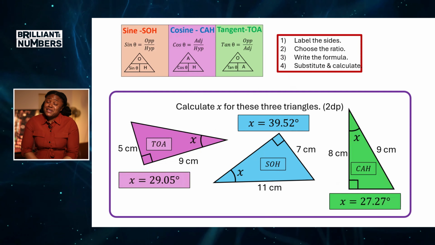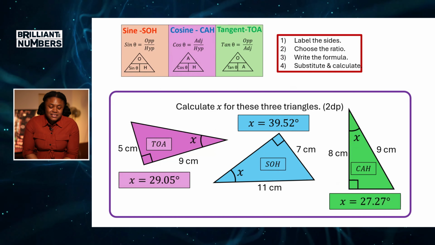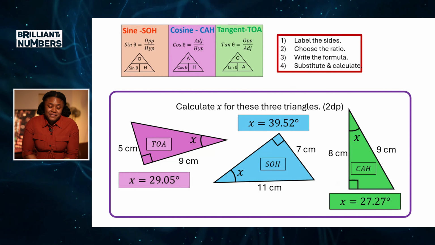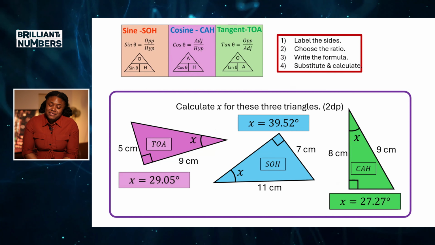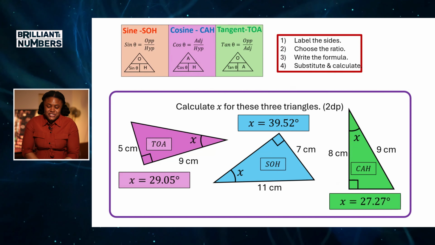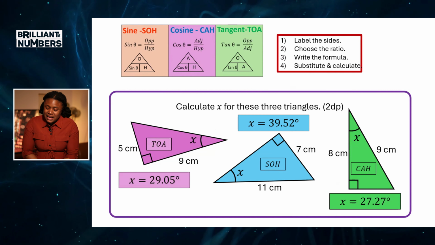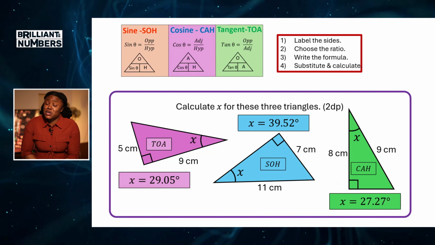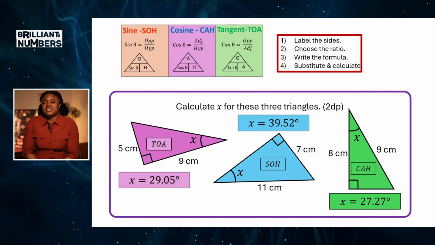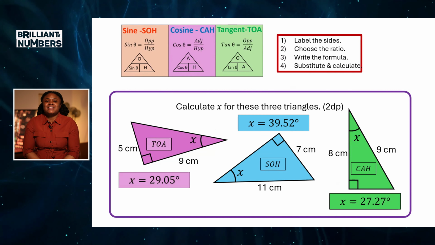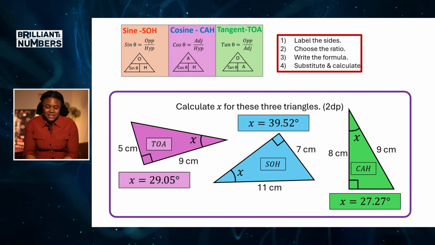So for the first one, you should have used TOA, the tan ratio. And your answer should be 29.05 degrees to 2 decimal places. For the second question, you should have used the sine ratio, which is 39.52 for your answer. And for the final one, should have been the cos ratio, which is 27.27 degrees to 2 decimal places. Well done for getting those correct.